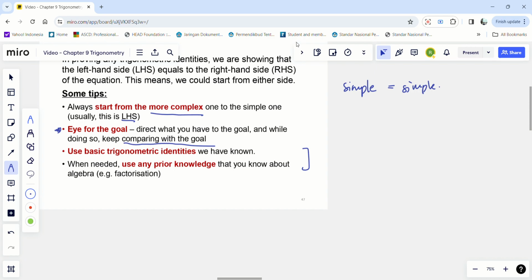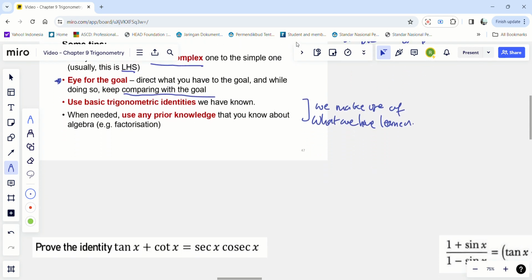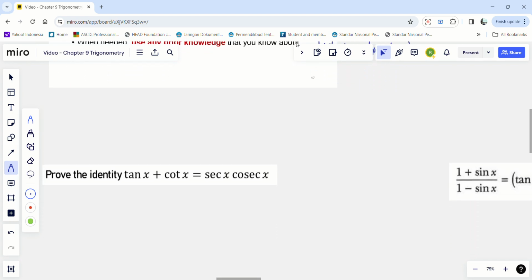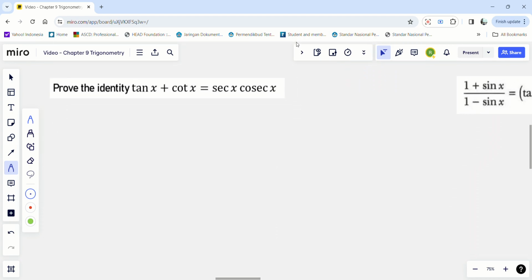The last point is also really important: what we are trying to do in math is always make use of what we have already learned. Whatever the skill, whatever the concept, whatever the formulas, like quadratics, factorizing, they all will come in again. Okay, so let's see here in this case, whenever you see an example of proving an identity, you see that the left side might look a bit more complicated than the right one.